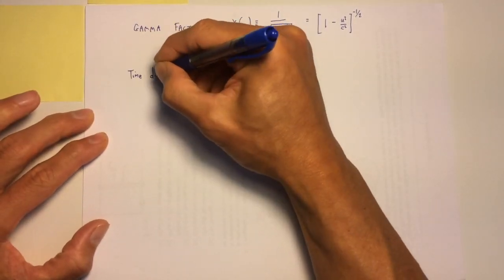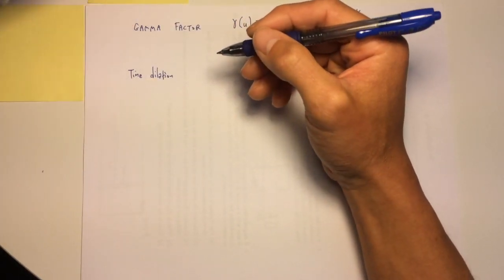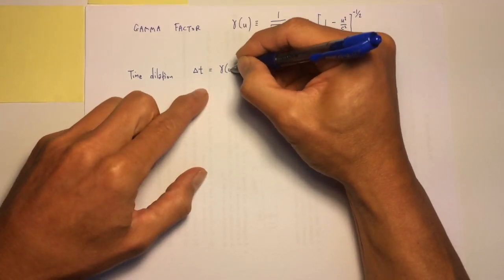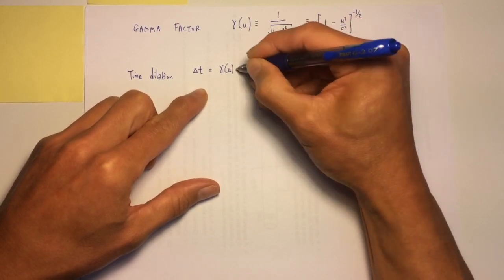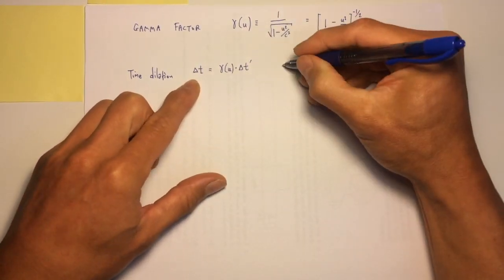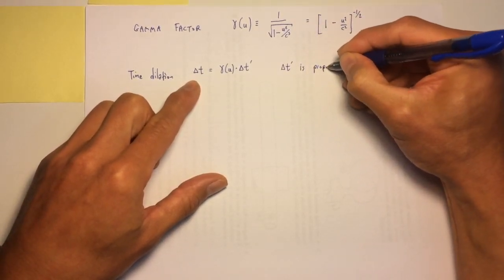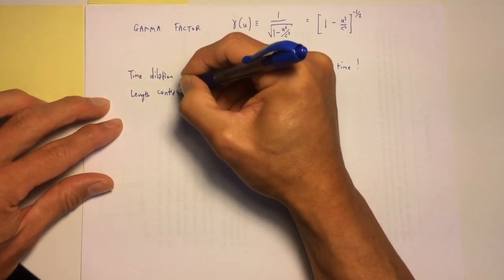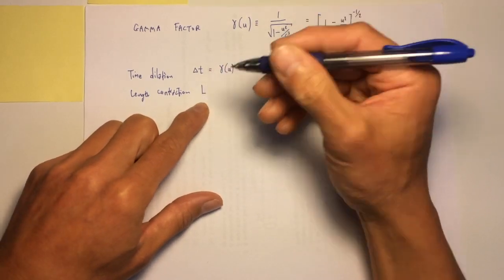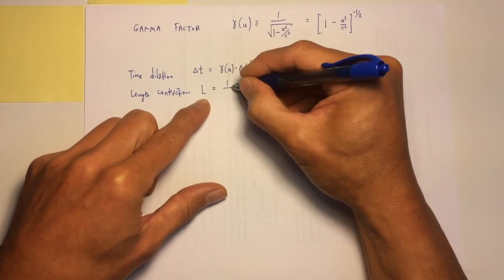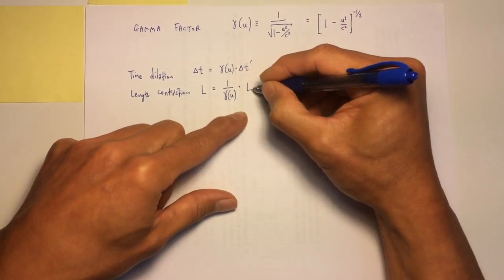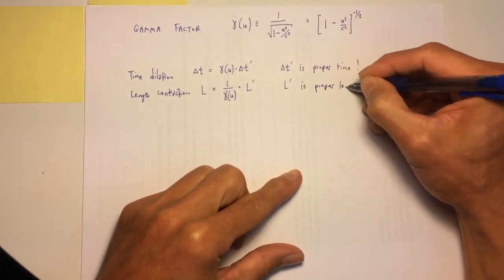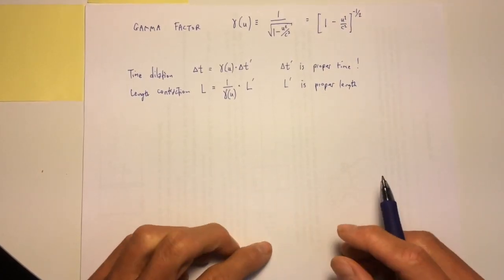Time dilation says that, excuse me for doing this, I just don't want to make a mistake, delta t is gamma of u times delta t prime. This is the statement of time dilation, where delta t prime necessarily is the proper time. And length contraction goes the other way. That is, the length measured by observer frame O is equal to 1 divided by gamma of u times the proper length as measured by observer frame O prime. So L prime is the proper length measured in the rest frame of the object.